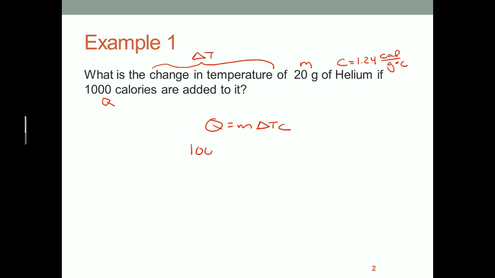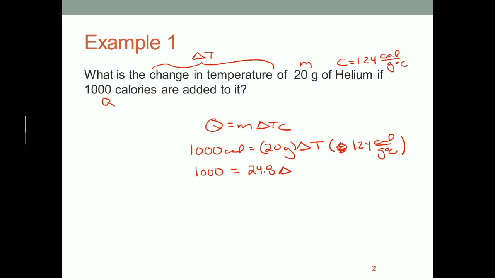So 1,000 calories equals 20 grams times what we want to know, delta T, times 1.24 calories per gram degree Celsius. So that tells us that 1,000 equals 24.8 times delta T, or that delta T is 40.3 degrees Celsius.